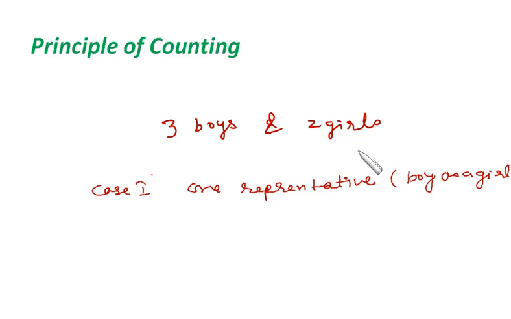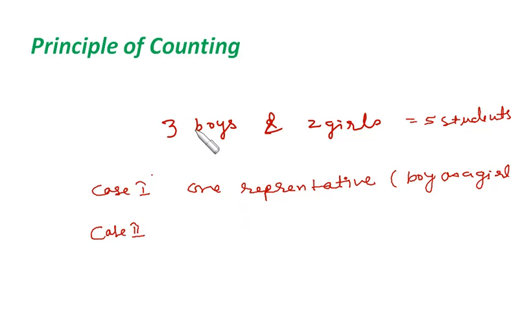Now how many choices do you have to choose one representative out of these boys and girls? So there are three boys and two girls, so in all five students, right? That means you will choose any one of them, right? So how many choices do you have? These are five choices, right? So getting my point? So you have five choices to choose one representative, right? What you have done over here, you have added this 3 and this 2. So this is the principle of addition, right?